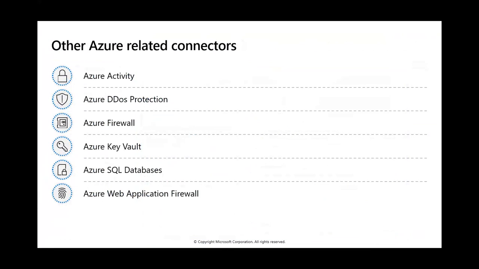There are other Azure-related connectors, like the Azure Activity one, Azure Distributed Denial of Service Protection. Now, how does this Distributed Denial of Service Protection work? These connectors are going to be integrated with other Azure services. For example, the Azure Activity is associated with the Azure Monitor service.